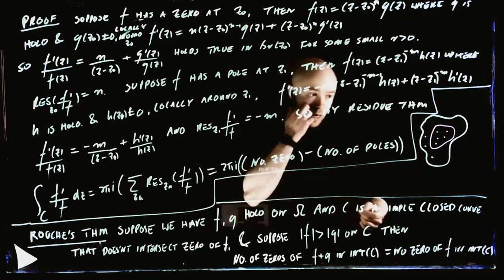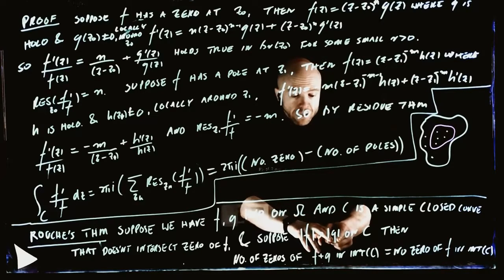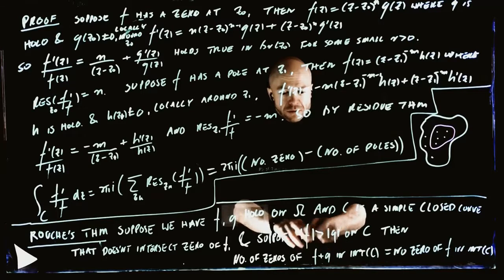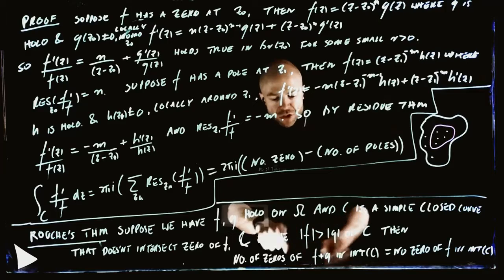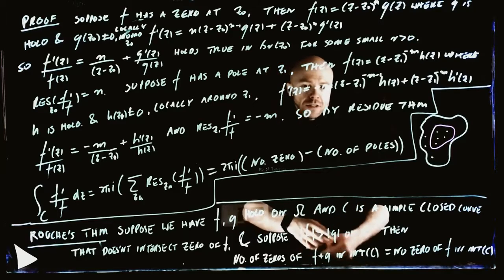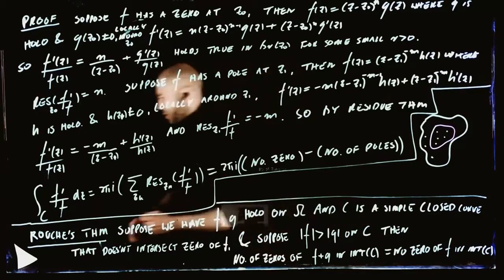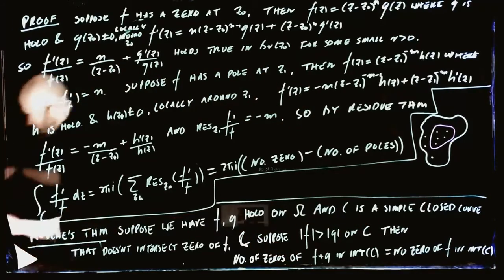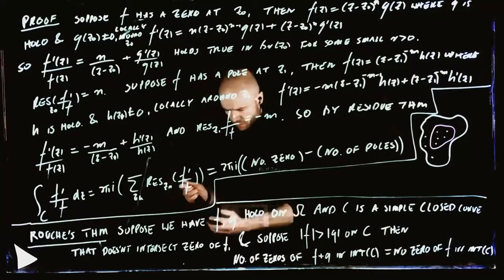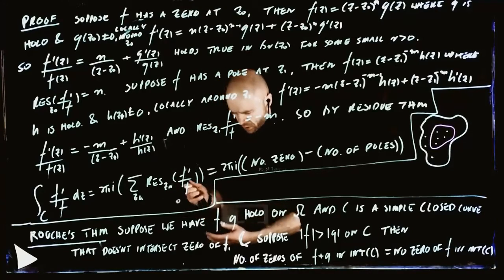But it's a perturbation such that the absolute value of g is always less than the absolute value of f. Then the claim is that if we change f by adding g, it's not going to change the number of zeros. That's the claim. Okay, so I have set up a demonstration of this.